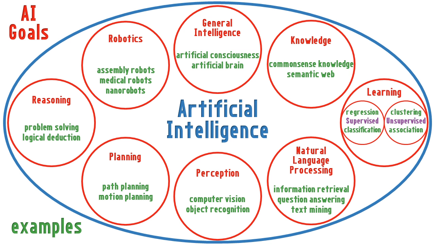The goal of knowledge is to represent information about the world in a form that a computer can use to solve complex tasks. The goal of learning is to give computers the ability to learn without being explicitly programmed. The goal of natural language processing is to give computers the ability to understand human languages.